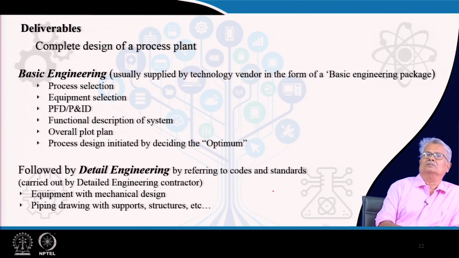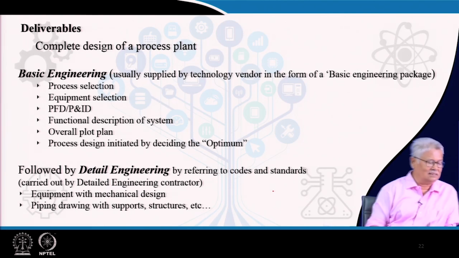It talks about the process, the equipment selection and the selected vendors from which the equipment can be purchased. It includes a PFD, it includes a P&ID. I will detail these two immediately after this. It has a functional description of the system. It has an overall suggested plot plan. The process design is after this and is expected to be optimized. This definitely is a document on which the detailed engineering is started. The detailed engineering will definitely involve codes and standards.